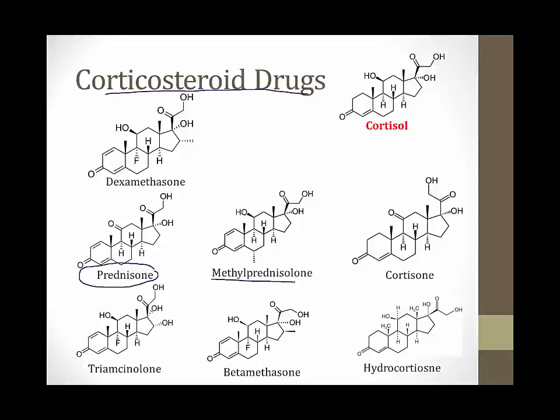I've shown some other molecules on the screen that are often prescribed as corticosteroid drugs. These include dexamethasone, cortisone, hydrocortisone, betamethasone, and triamcinolone. Some of them are more effective as creams, so they're used on the skin, but all of them have the same job, which is to mimic the structure of cortisol and therefore suppress the body's immune reaction.